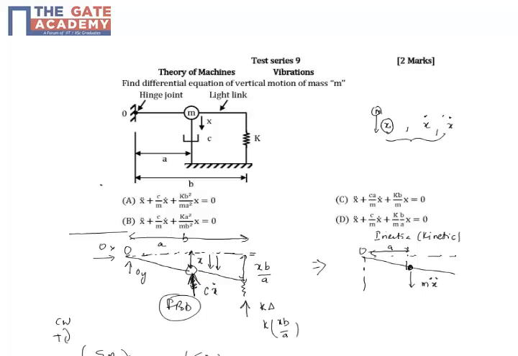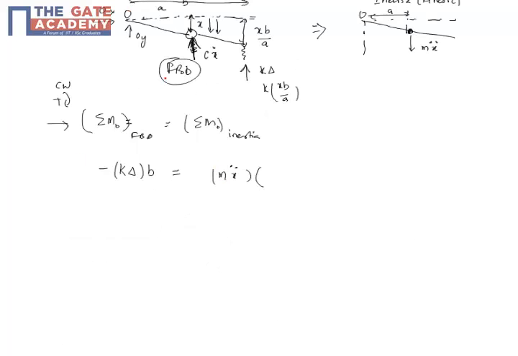Now when we take the moment balance, the c h dot also produces anti-clockwise, so minus c h dot into a, because the moment arm is a about O. So mx dot is the inertia moment, and that is about a. So this is the complete equation. What we have done is we have drawn a free body diagram, representing all the forces.